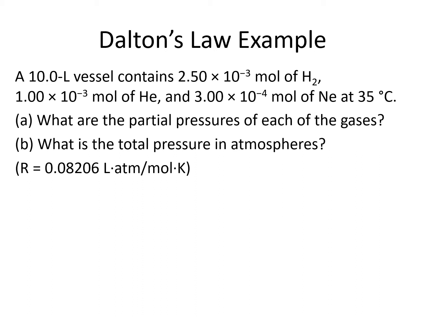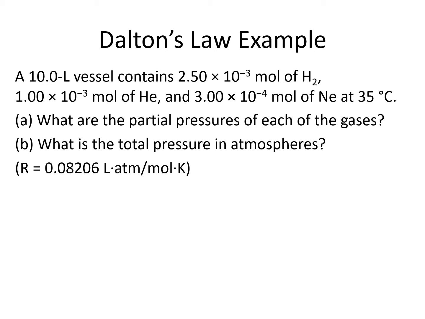To find the partial pressures, we're going to use the ideal gas law, PV equals nRT. We have a 10-liter vessel. Remember that gases take the volume of their container, so the volume of each gas is 10 liters. We know the number of moles of each of the gases. R is a constant. T, the temperature, is 35 degrees Celsius plus 273.15 to make 308.15 Kelvin.